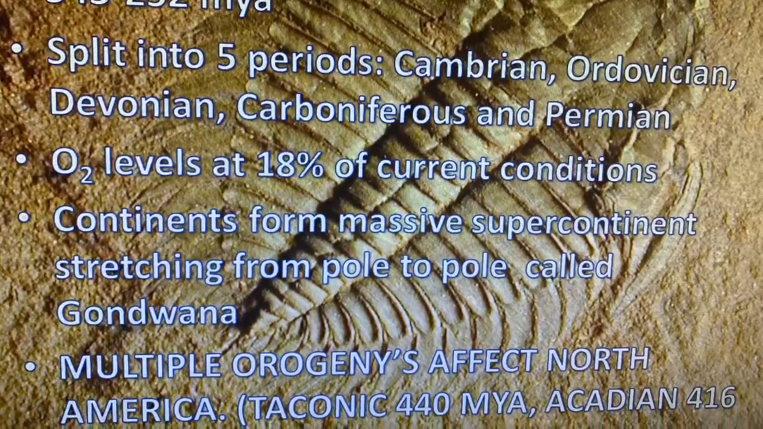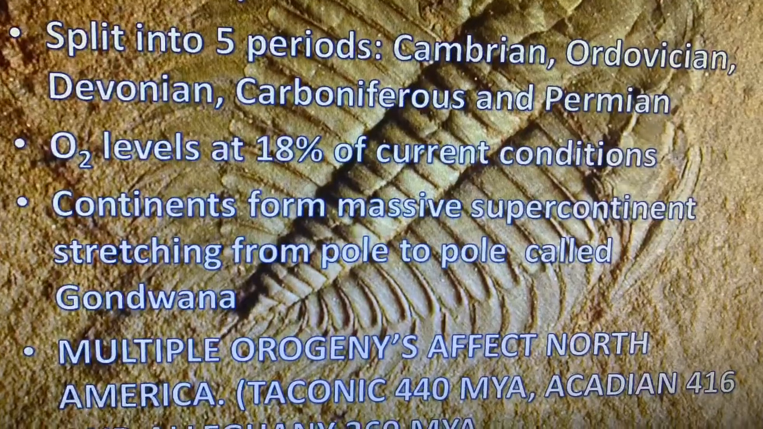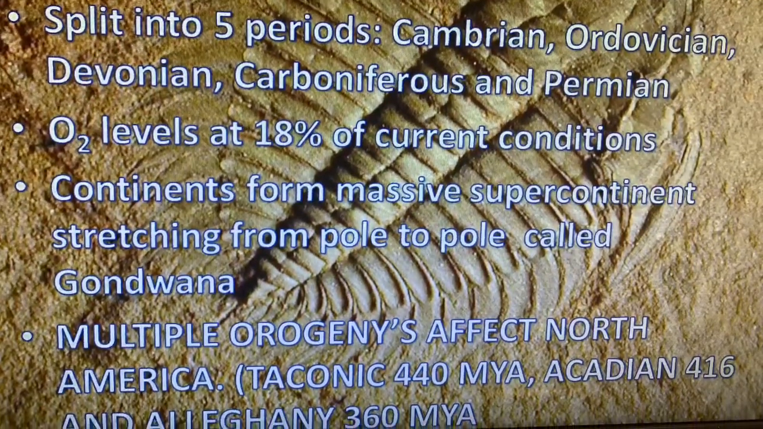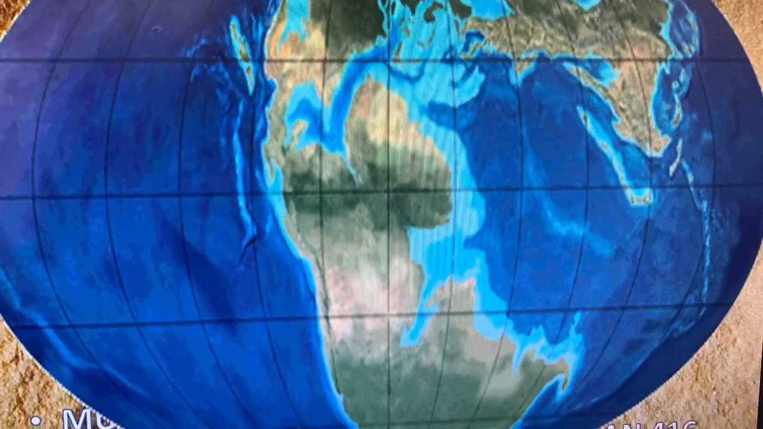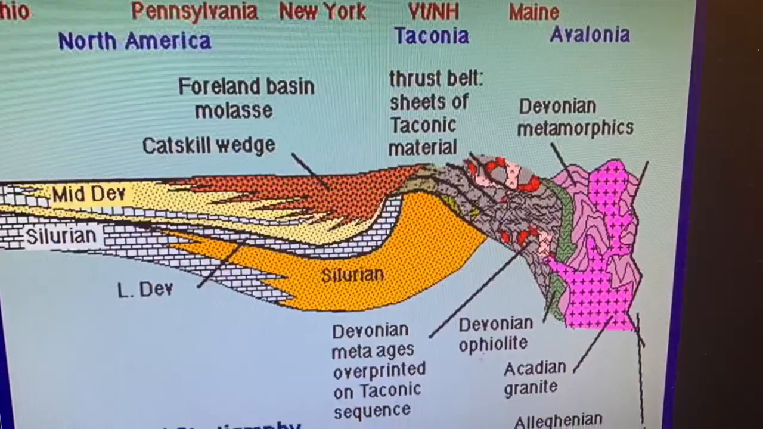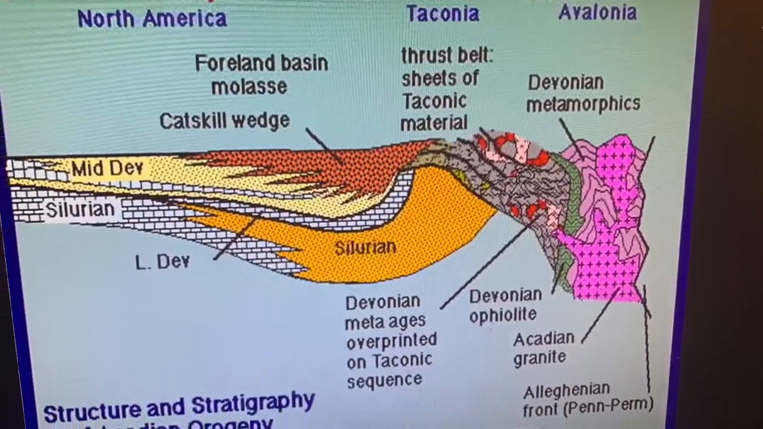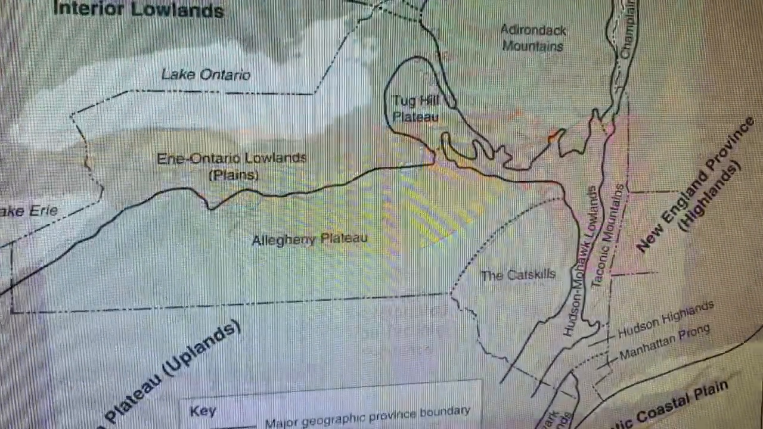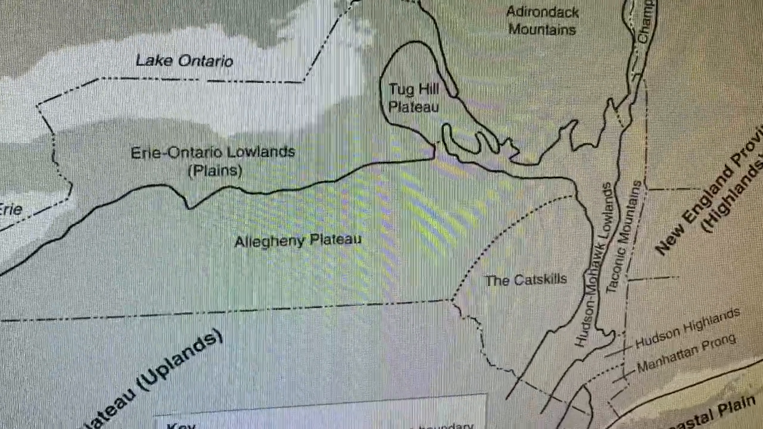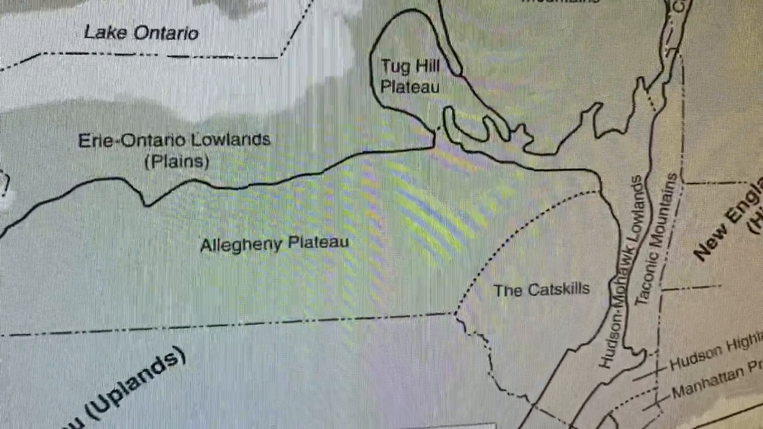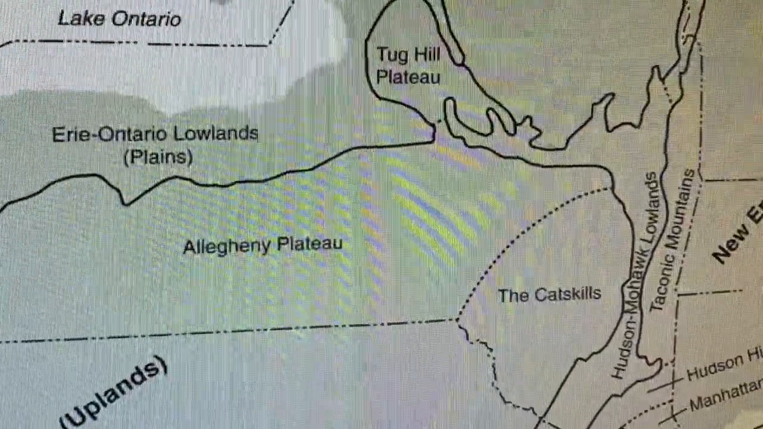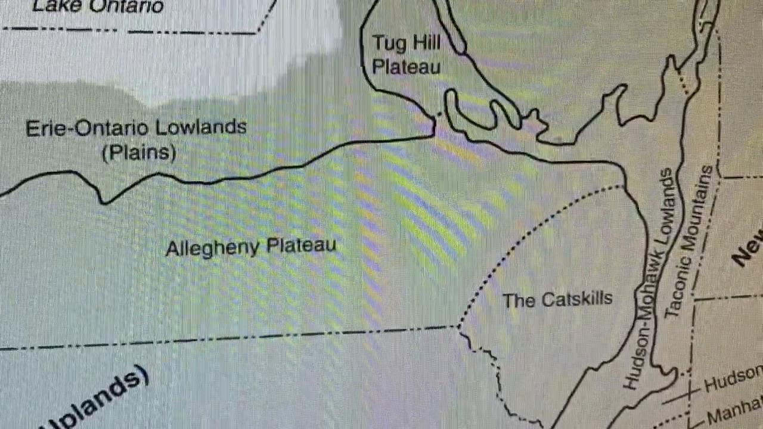The oxygen levels start out at about 18%. Sometimes they actually get higher than today's numbers. Sometimes they're lower. All the continents are massed into one huge continent that we call Gondwana. And throughout this era, you're going to have multiple orogenic events happening, resulting in the formation of the Taconic Mountains, the Acadian Mountains, and the Allegheny Mountains, or the Taconic Mountains, the Catskills, and the Allegheny Plateau, if we're looking at a map of New York.